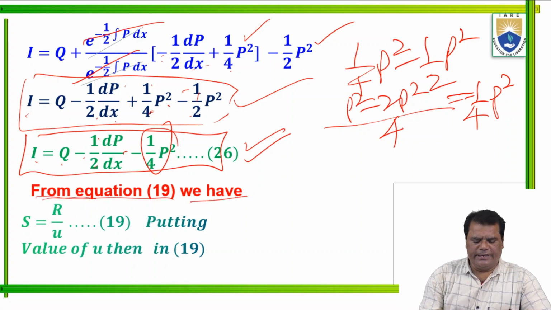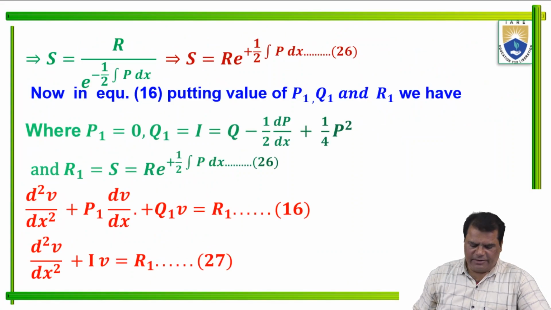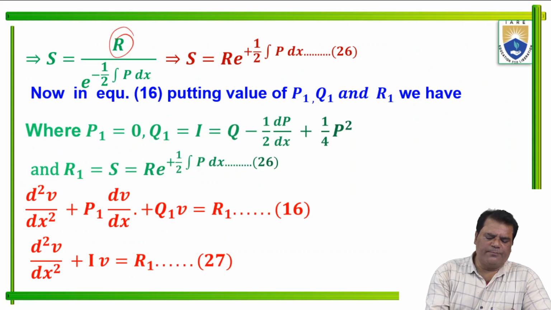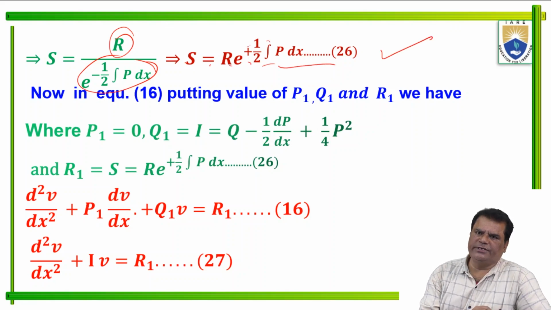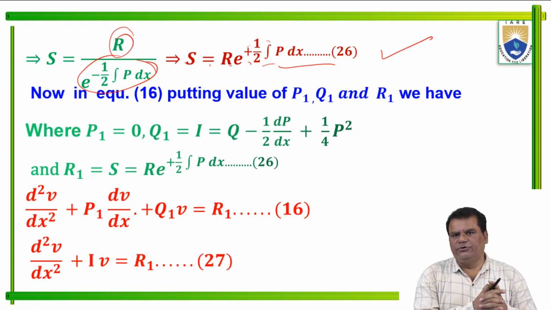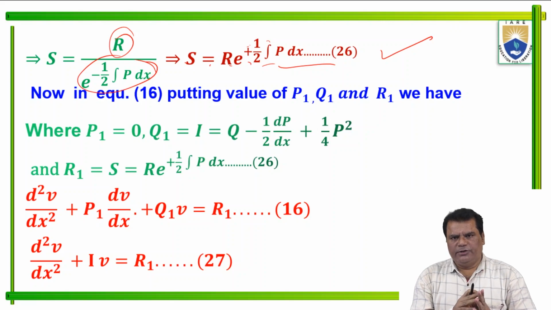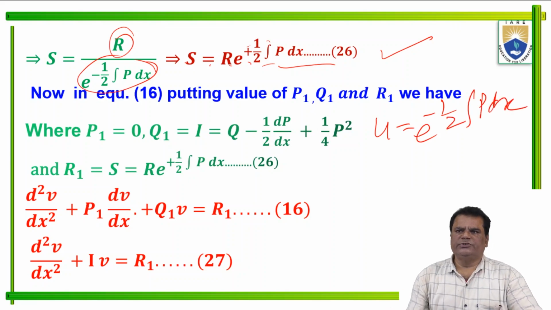From equation 19 we have S equal to R by U. This is the 19 equation; putting the value of U here, we get the value of S. S equal to R upon U, this is U. So the value of S equal to R e to the power plus half integral p dx. This is 26. So here we find the value of P1. P1 is 0. Putting the value of P1 as 0, we find the value of U. U is e to the power minus half integral p dx. This is the value of U.